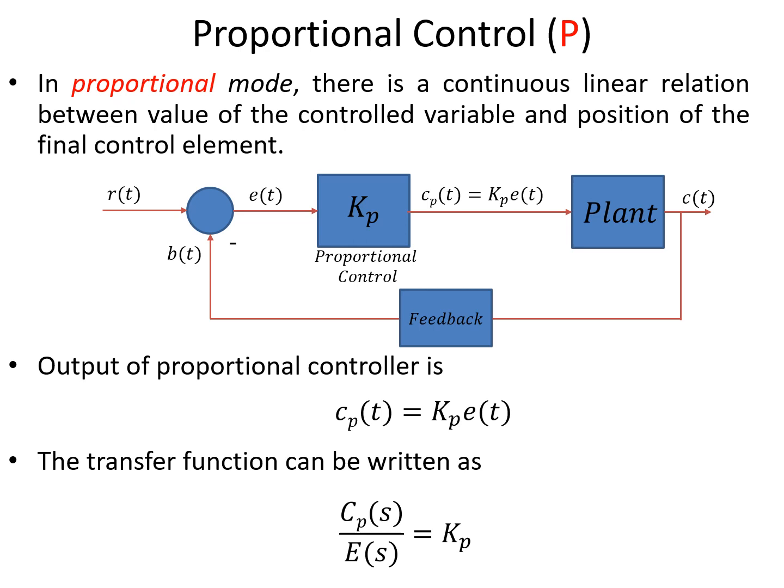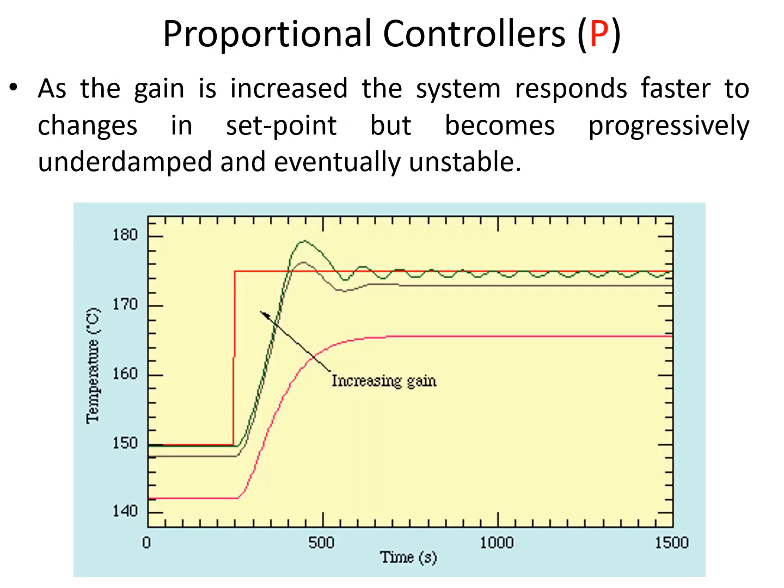Now the transfer function can be written as Cp of s by E of s equal to Kp for your proportional controller, with Kp as the proportional controller constant value. As the gain is increased, the system responds faster to changes in set point but becomes progressively underdamped and eventually unstable. That is the main disadvantage of the proportional controller. Though it gives the response in a faster way, the response is not so stable.